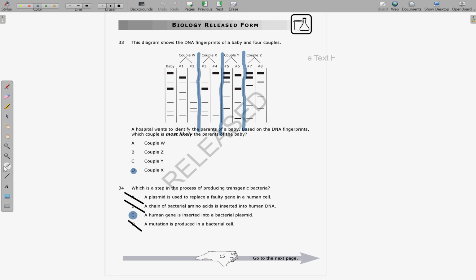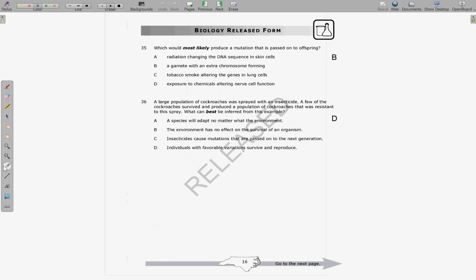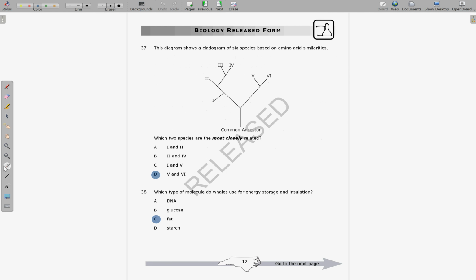Remember, a plasmid is a circular piece of DNA that we can insert into bacteria, and then the bacteria follow that DNA and make things for us, like insulin. All right, so you can read through these.